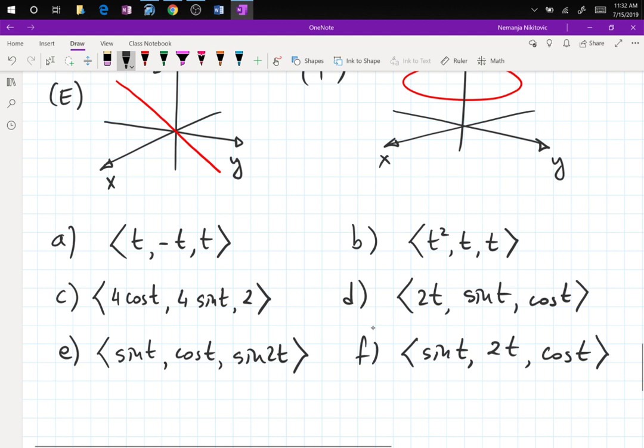Now, out of these 6 equations that you see here, you should know immediately 3 of them, what they are. You should know C, D, F. So what are D and F? We just talked about it.